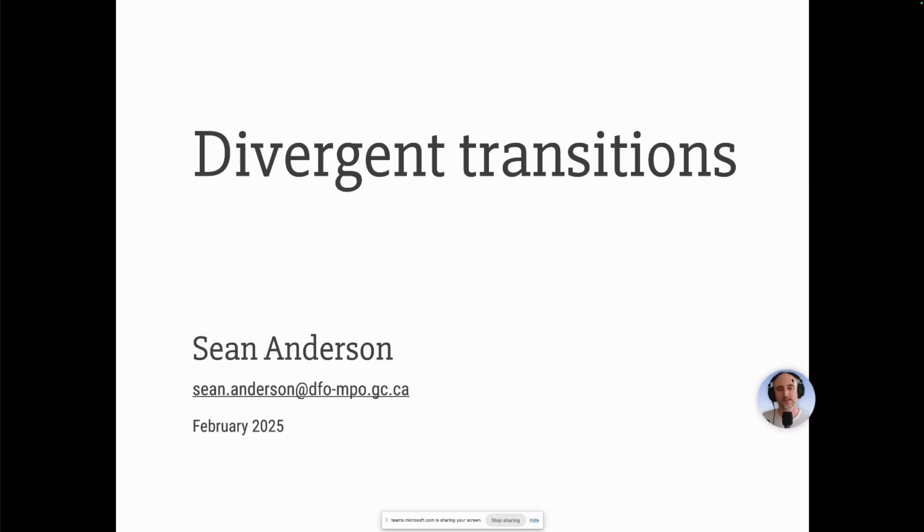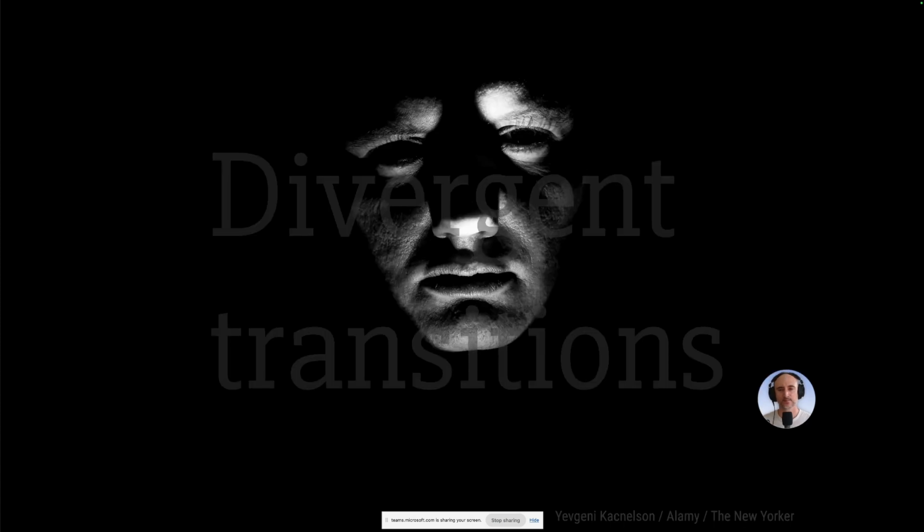I'm going to start off with some slides about divergent transitions, and then we'll go back and forth between this and some code to see how this works. Divergent transitions are a warning that you may get when running a Stan model, and they are one of the warnings that you really should be somewhat worried about. You're not going to want to ignore.